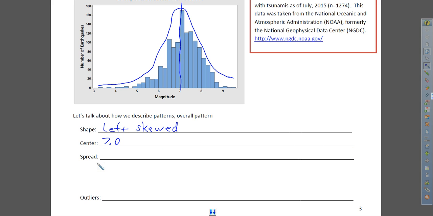And let's look at spread and outliers: shape, center, spread, outliers. Now spread, we have two types of spread right now. So we have range we're going to look at.